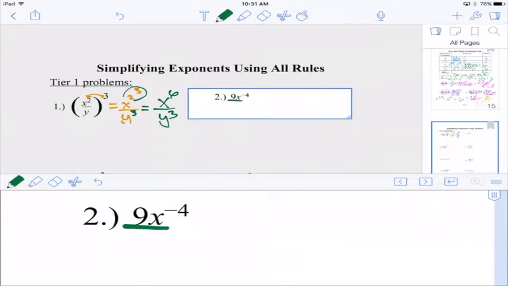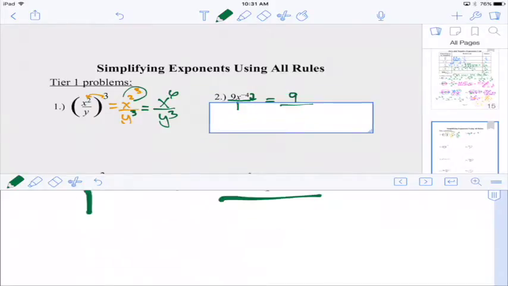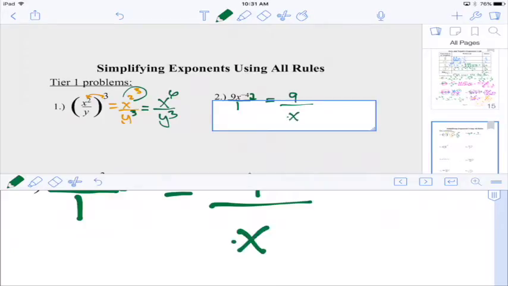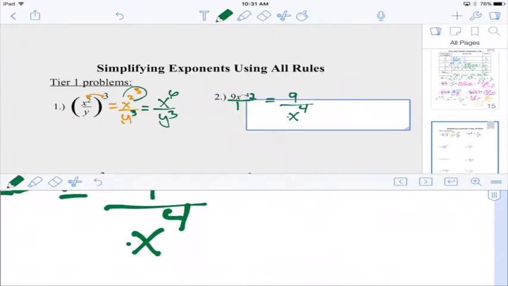Now on this one, we see that we have a negative exponent. So I could put all of this over 1. And remember, the negative exponent goes over the fraction bar. So I leave my 9 there. My 9 does not go, only the x does. This would be x to the fourth now. When it flips over the fraction bar, it becomes positive.